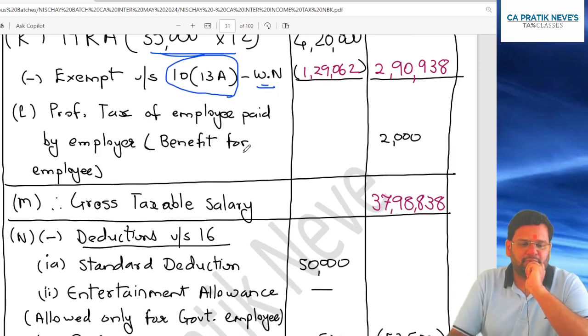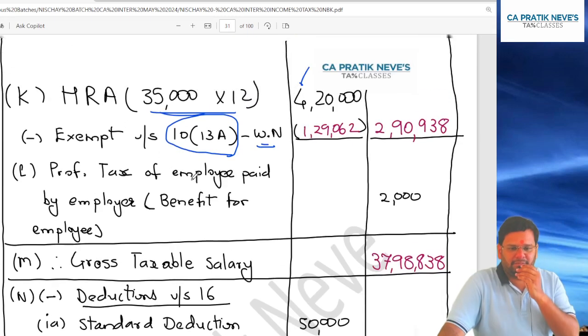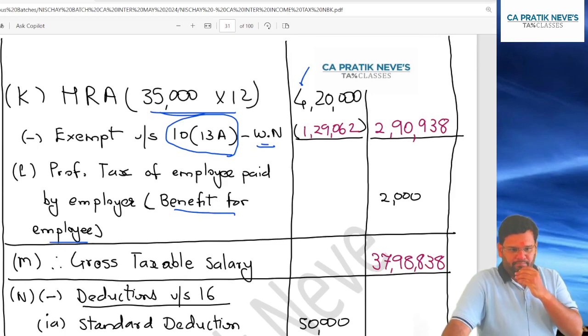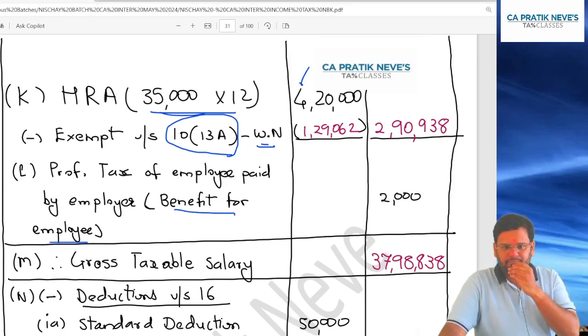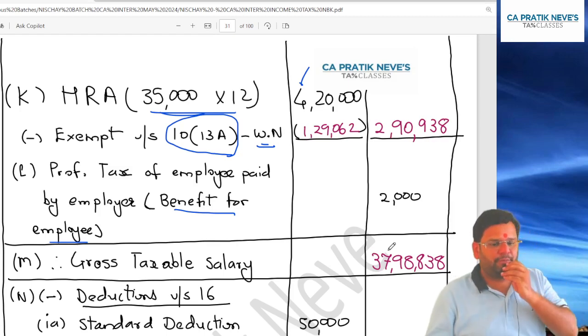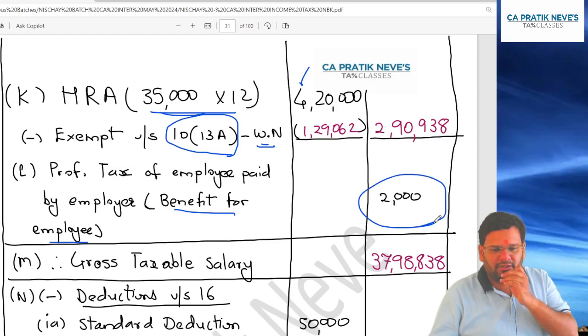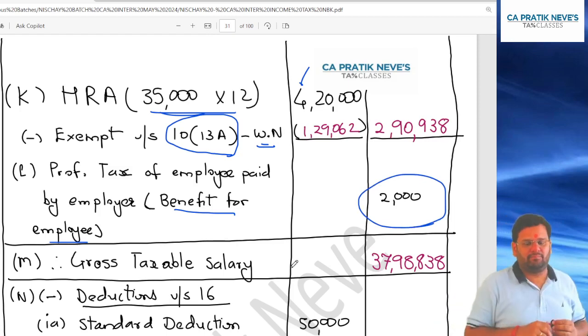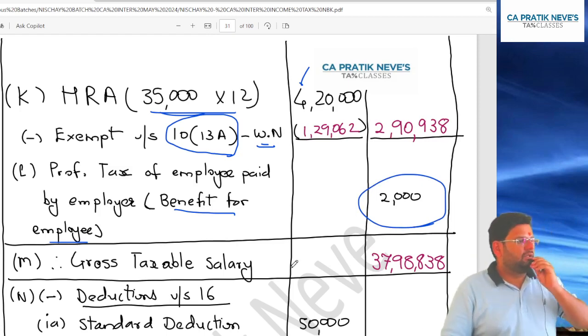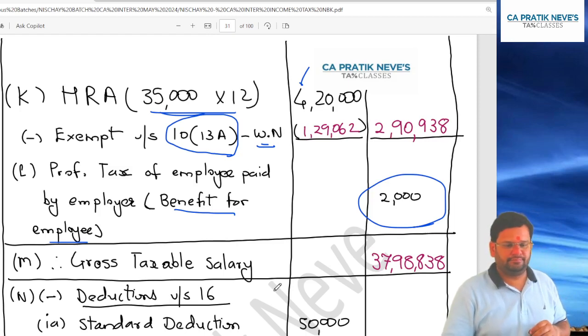And lastly, profession tax of employee paid by employer. It's a perquisite for employee. So please take it taxable in second column. Then you will have gross taxable salary. Leave it blank. Why blank? You have not yet calculated HRA exemption. Please leave it blank. Listen to me, leave it blank.